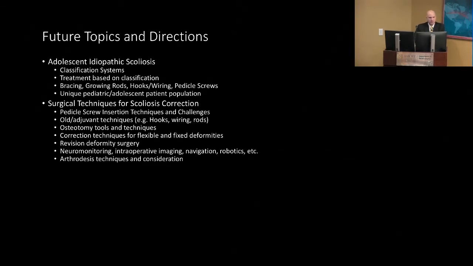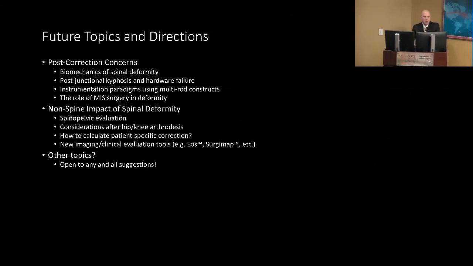So just within the deformity world, there are so many different topics that we could talk about. The different classification systems, the actual operative techniques and treatments for adolescent idiopathic scoliosis, surgical techniques, including revision deformity surgery, neuromonitoring, intraoperative navigation and robotics, arthrodesis techniques, as well as bone metabolism. I have a couple talks already on post-correction concerns, biomechanics, PJK, instrument failure. We could also talk about the non-spine impact of spinal deformities, especially some of these imaging and clinical evaluation tools like EOS and SurgiMap, which are fantastic.